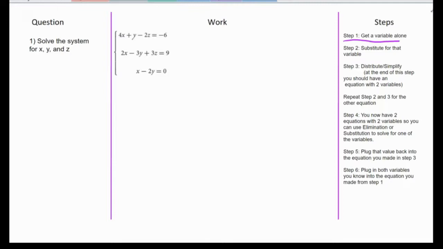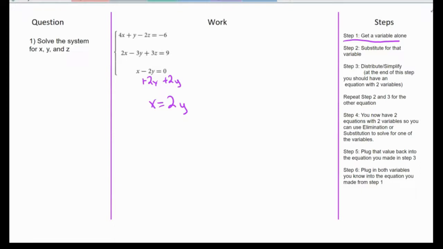I'm going to look through here and see which one is the easiest to deal with. I'm actually kind of drawn to this last one here because if I just add 2y to both sides, I get x equals 2y. So that's just my first step, is finding one of the variables that I can get by itself. So in this one here, x equals 2y.